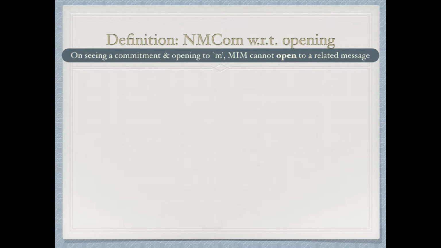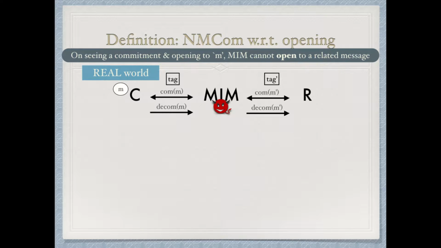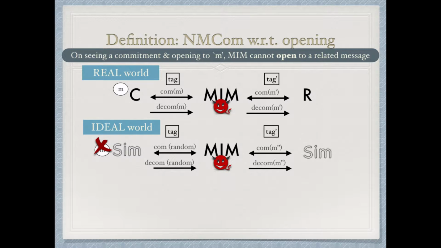So non-malleability with respect to opening is a slightly weaker definition, where we only want to ensure that the man in the middle cannot open to related values. So it is okay for him to commit to related values as long as he cannot provide valid openings. So again, in the real world, the man in the middle sees a commitment, generates his own commitment, sees a decommitment and generates his own decommitment. And then in the ideal world, he again sees a commitment to, let's say, 0 and generates his own commitments, sees the decommitment and generates his corresponding decommitment. And what we roughly want is that the view of the man in the middle, together with the value that he was actually able to decommit to, should be indistinguishable between these worlds.